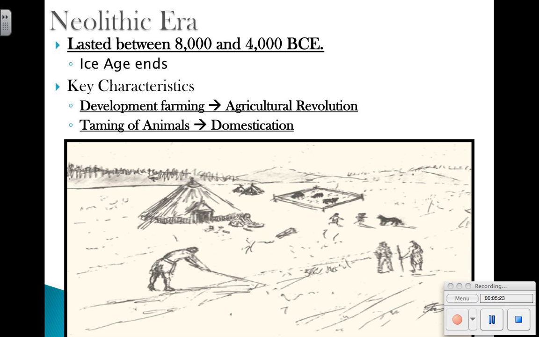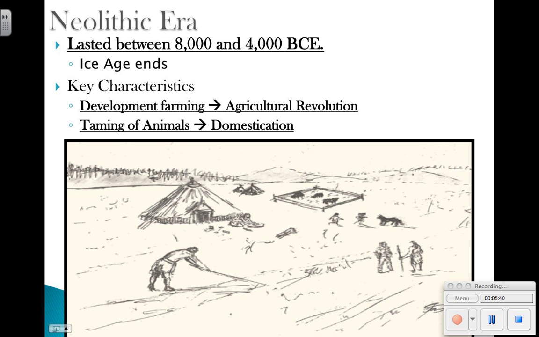Our next era we take a look at is the Neolithic Era. The Neolithic Era lasts between 8,000 and 4,000 BCE, and it's when the Ice Age ends. Hopefully you remember this picture from class. I put it up at the very beginning and said, what do you see? How is it different from the Paleolithic Era? Hopefully you can see again that there are some different things in here.